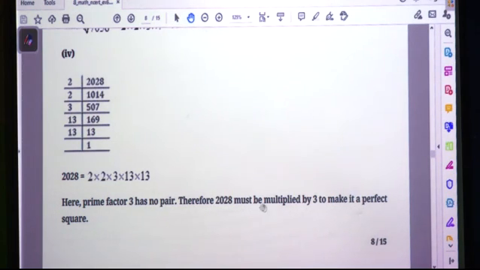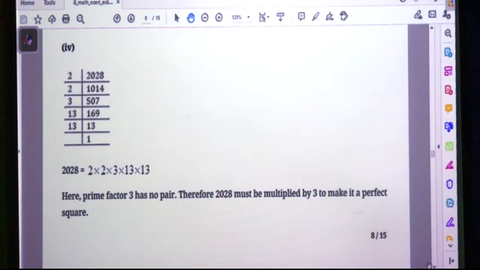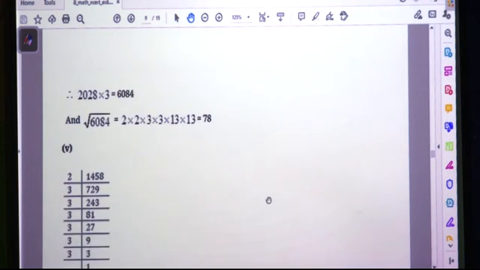So, we are multiplying 2028 by 3, and when we are multiplying 2028 by 3, we are getting 6084, and the square root of 6084 is 78. What we are getting? It is 78. Let us proceed further.